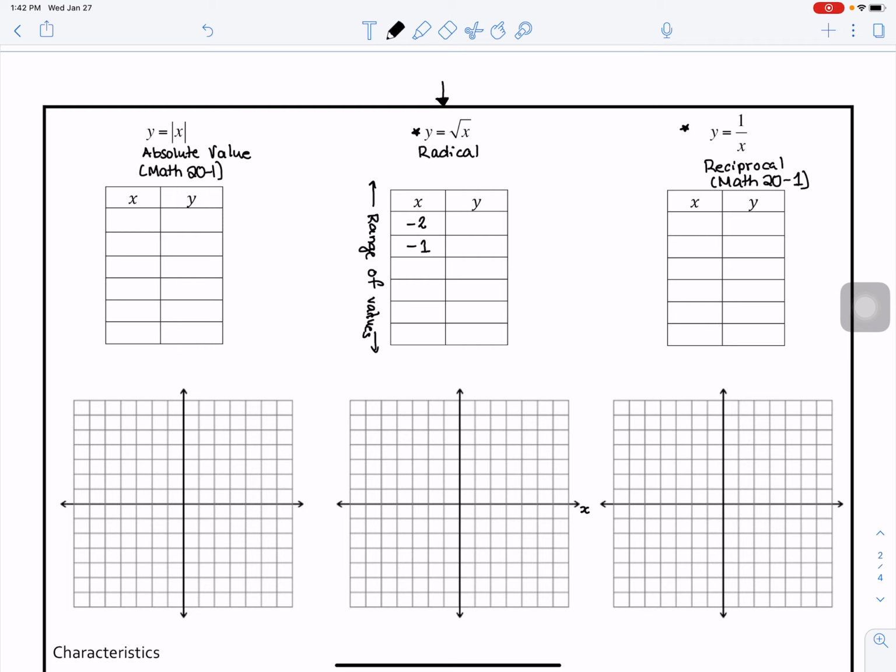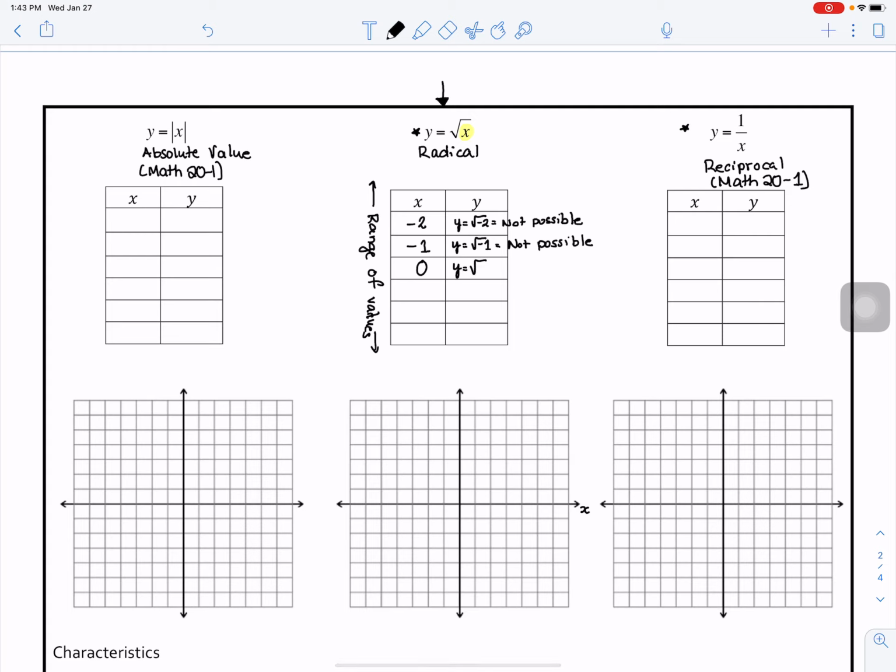When x is -2, that's telling me everywhere I see an x, I'm going to be subbing in a -2. So this is going to be y equals square root of -2. When you try to work that out, it doesn't give you a value, it gives you an error, because you can't take the square root of a negative number. If I do y equals square root of -1, again, not possible. So it's good that I didn't choose very many negative values, but you want to consider them to see if they are possible.